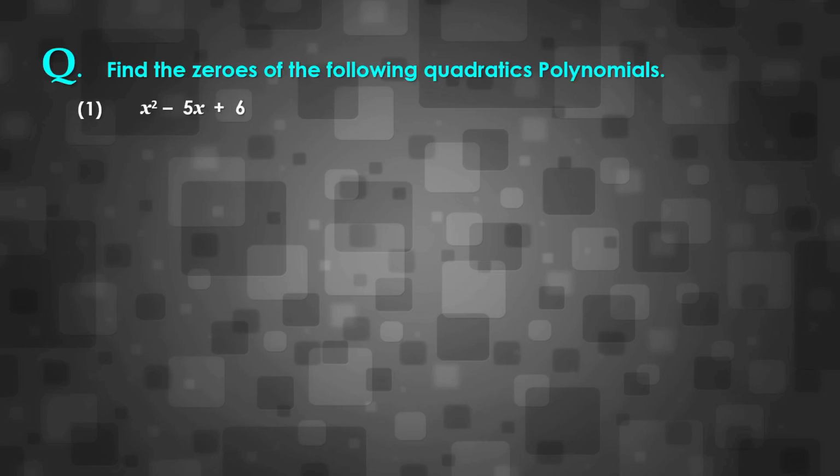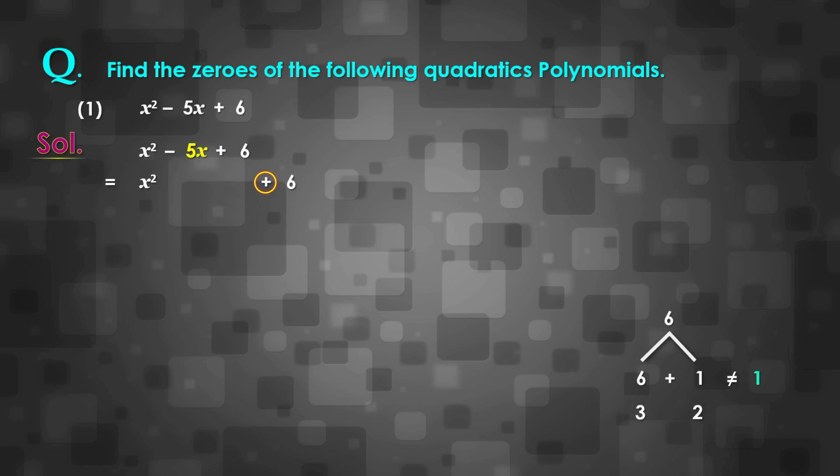Finding the zeros. Now let us find the zeros of the quadratic polynomial x squared minus 5x plus 6. First, we need to factor this expression. The coefficient of x squared is 1, so we look for two numbers whose product is plus 6 and whose sum is minus 5. The numbers are minus 3 and minus 2.